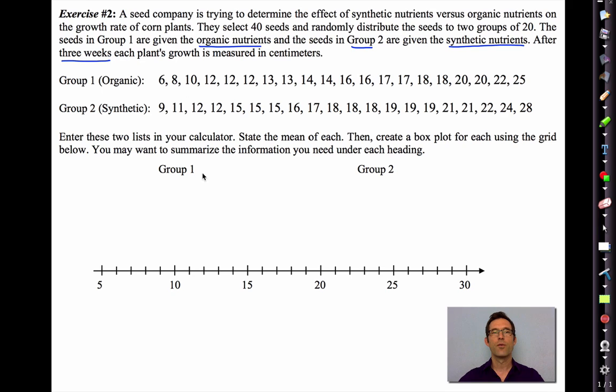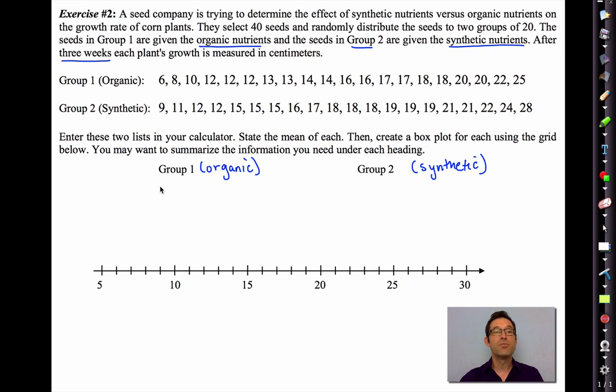All right. Well, first things first, I'm going to put organic here, and I'm going to put synthetic here. Now, I don't want to take up your time by entering the data and running through all the buttons. You should be very familiar now with how to enter data on your calculator and how to get everything that you need to create a box plot.